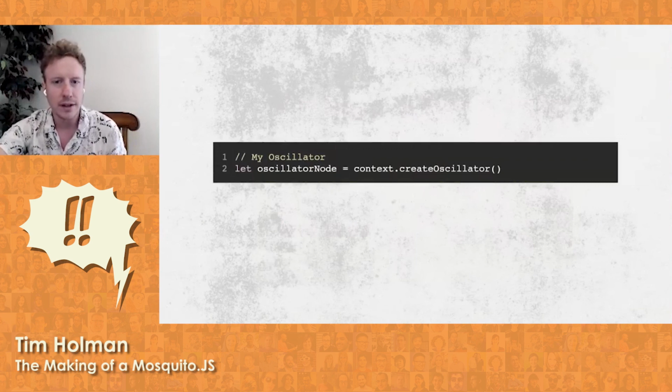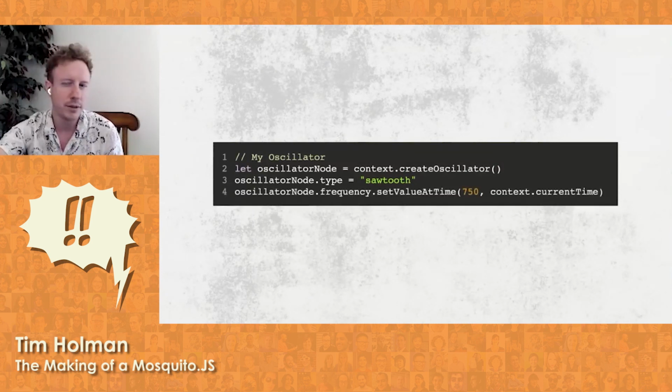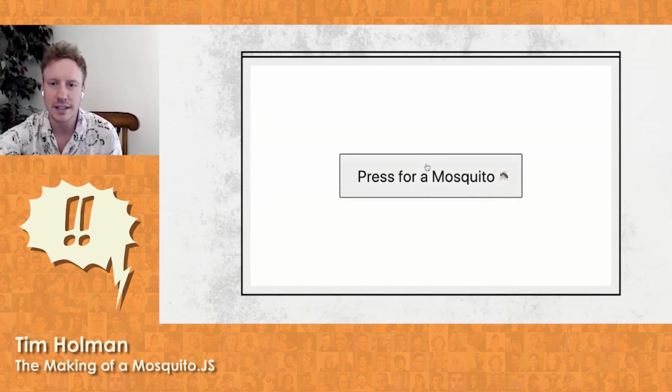So I played around with my oscillator node. The sawtooth, again, was the best type for this. And I set the frequency to about 750, and that gave me a Mosquito that sounded a little like this.